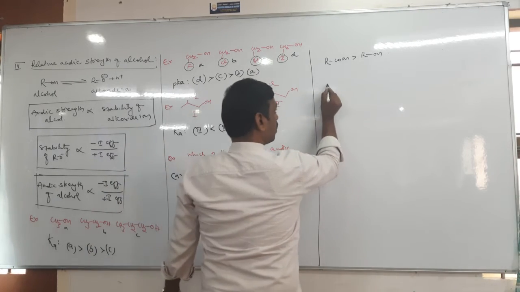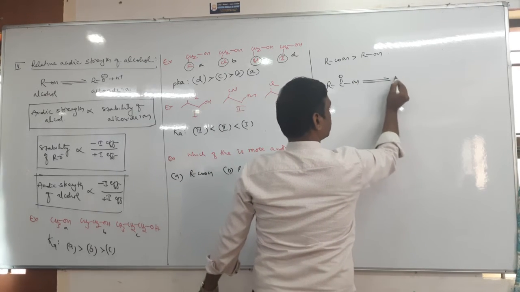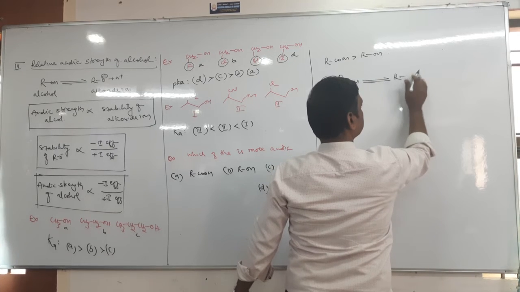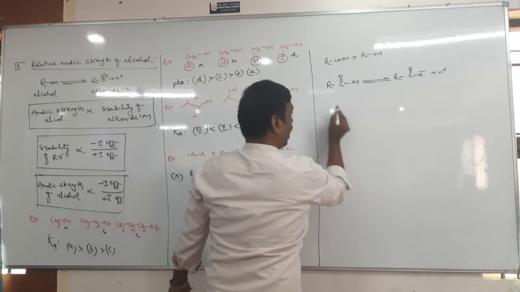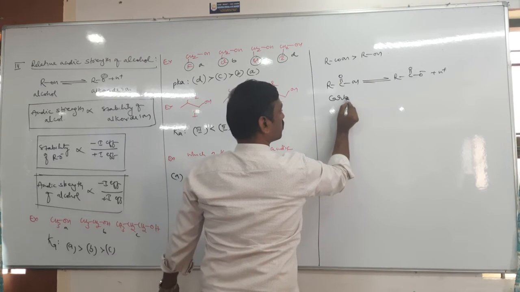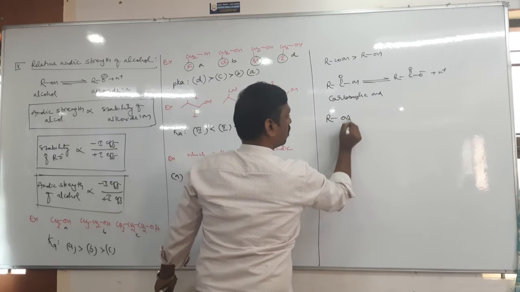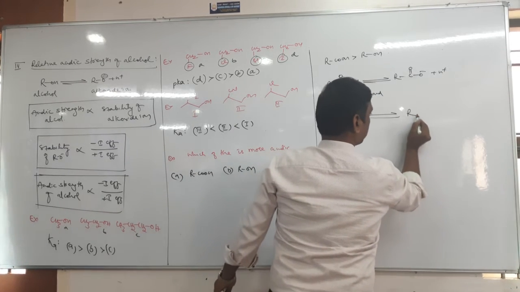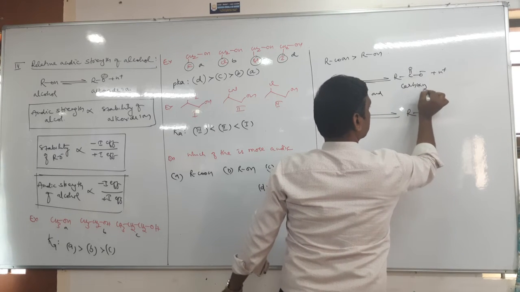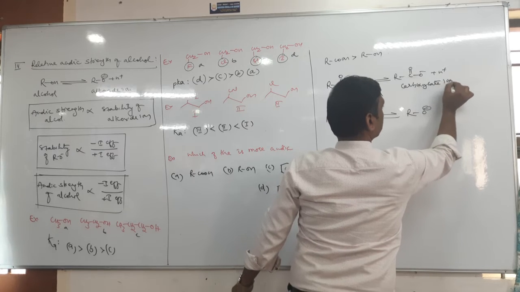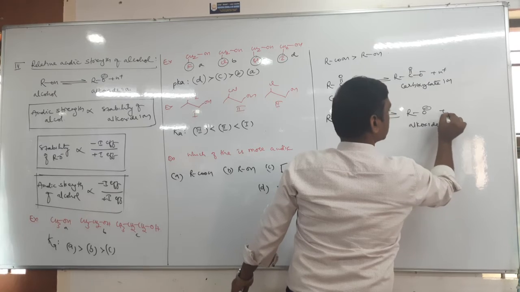For example, let us take carboxylic acid. It undergoes dissociation to form a carboxylate ion plus H plus ion. And take alcohol, it also undergoes dissociation and forms an alkoxide ion plus H plus.